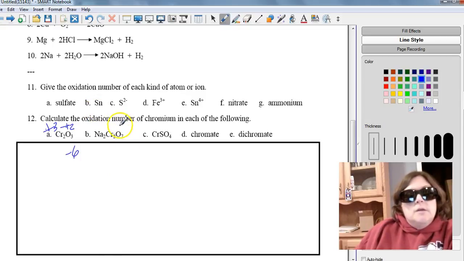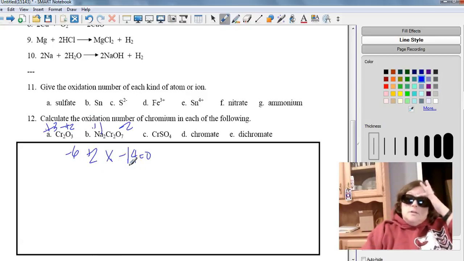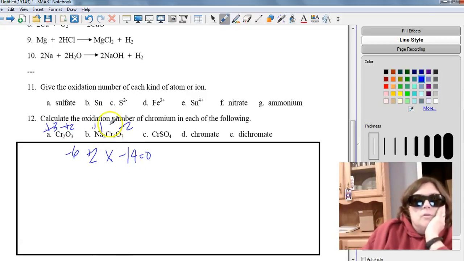Sodium dichromate. Each oxygen is a negative 2 for a negative 14. Sodium's always a plus 1, and there's 2 of them. 2 plus what, minus 14 equals 0? 12, there's 2 chromiums, each one's a plus 6.